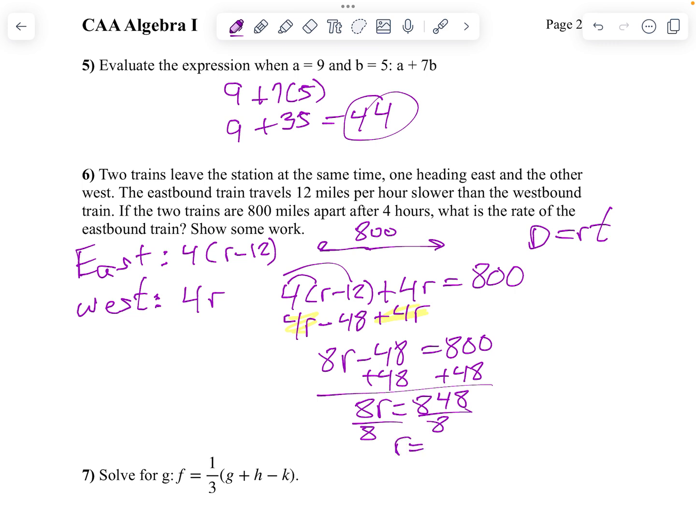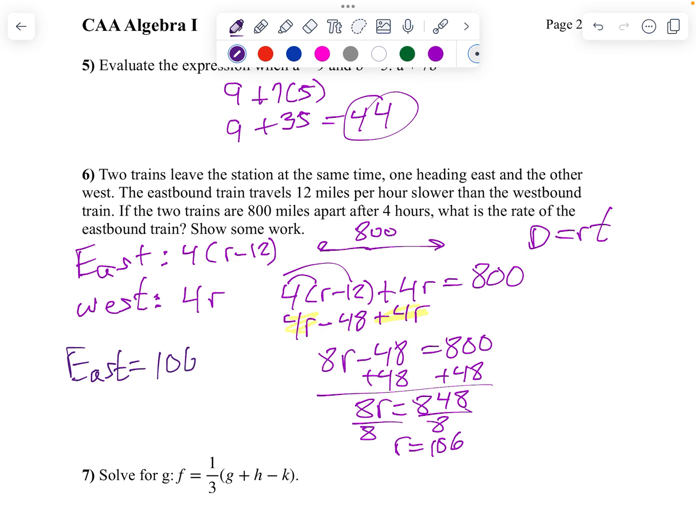we get what? 106. Now that's the speed, that's R, that's the speed of the westbound train. I didn't ask for the westbound train, I asked for the eastbound train. So my eastbound train is going to be 106 minus 12. And 106 minus 12 is 94 miles per hour. These must be high-speed trains.